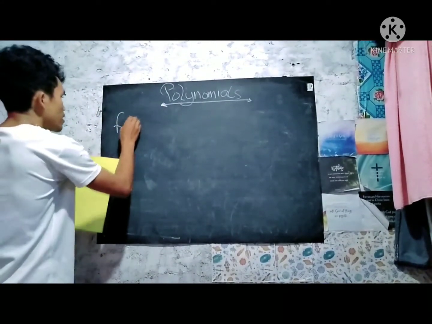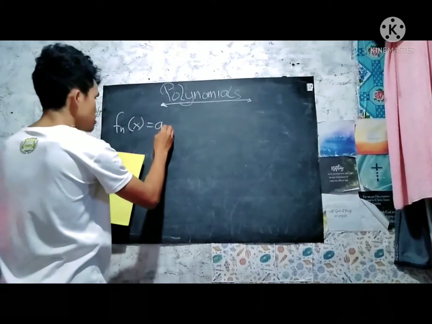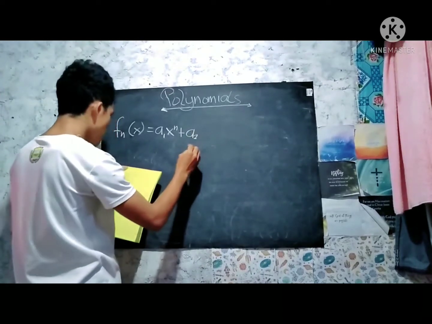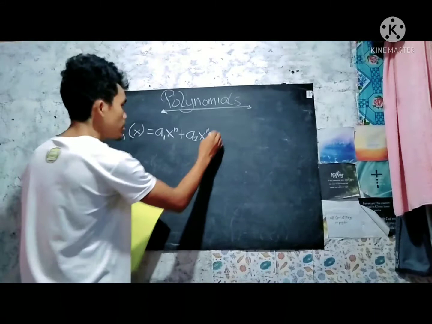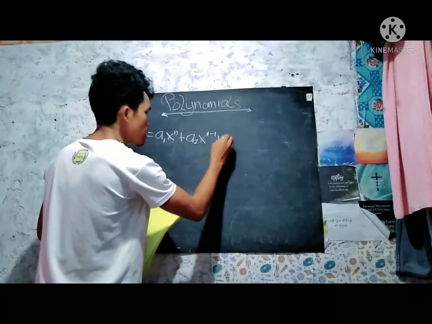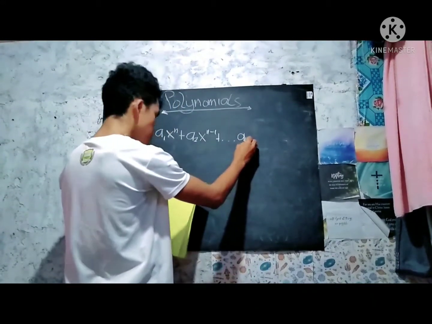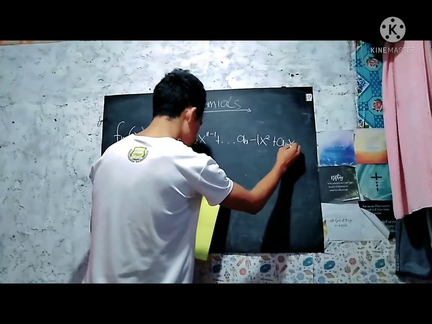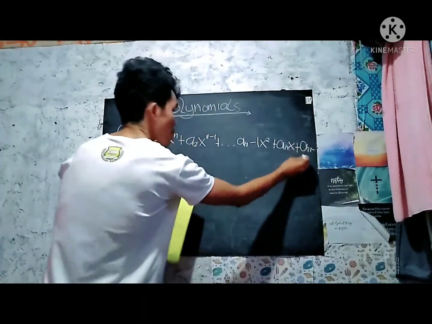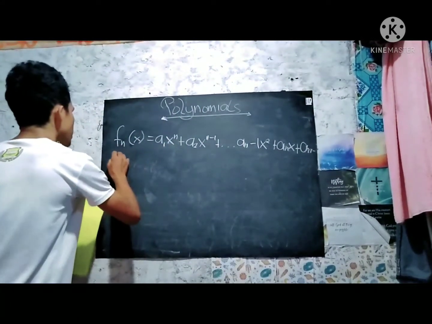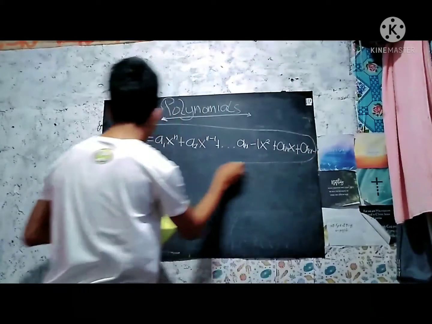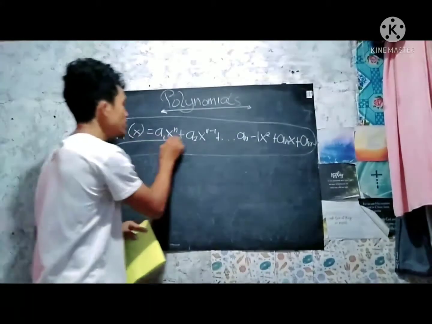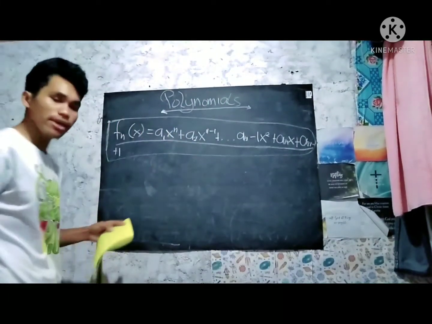f of x is equal to a sub 1 x raised to the n plus a sub 2 x raised to the n minus 1, plus so on and so forth, a sub n minus 1 x squared plus a sub n x plus a sub n plus 1. This form over here, guys, is the general form of a polynomial function.